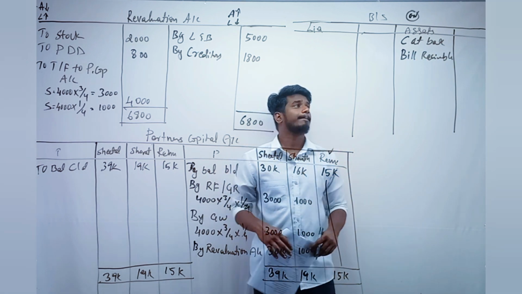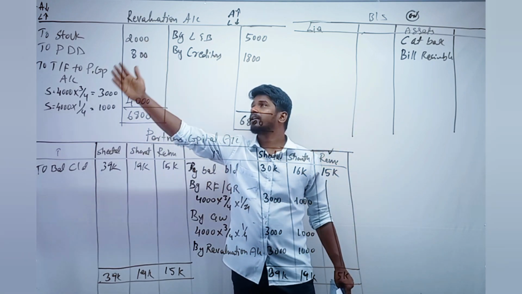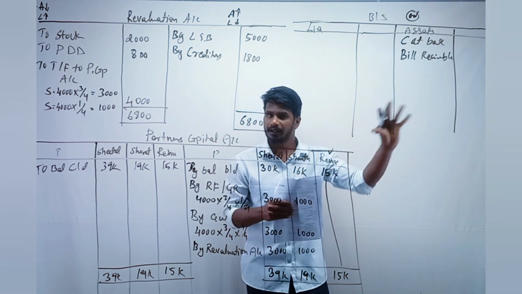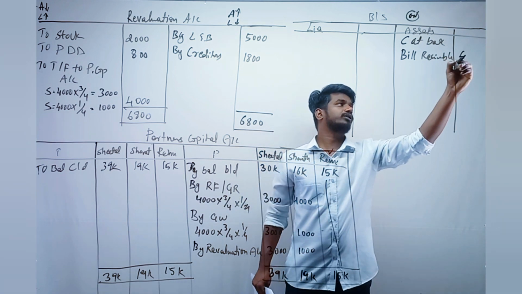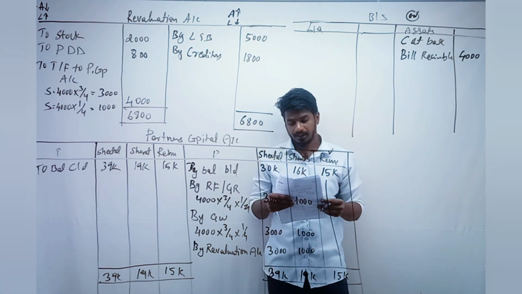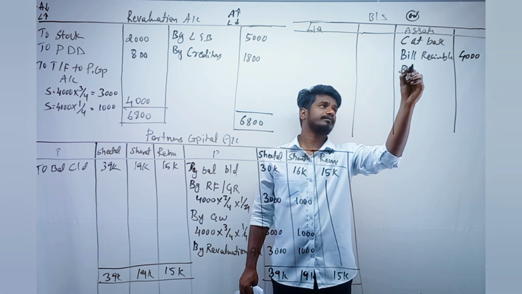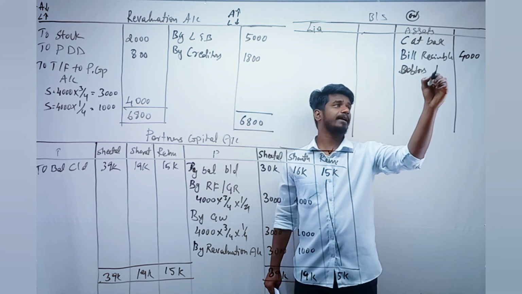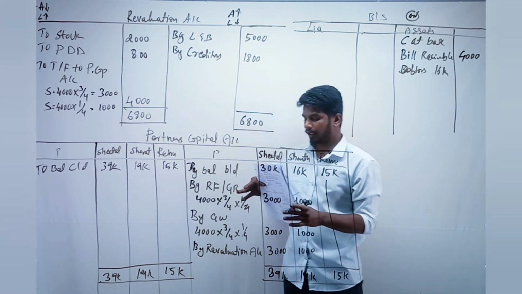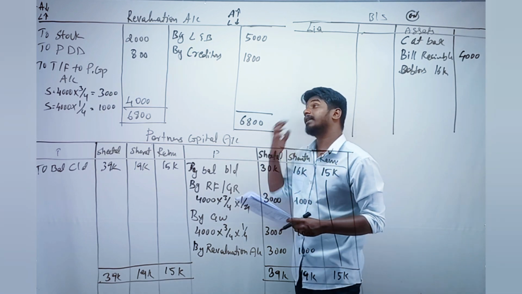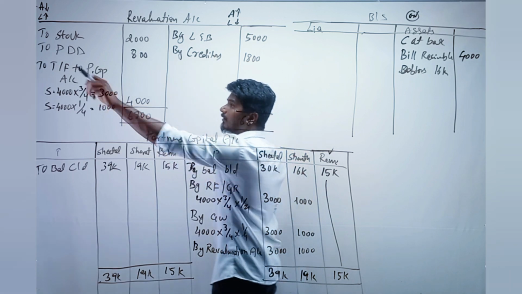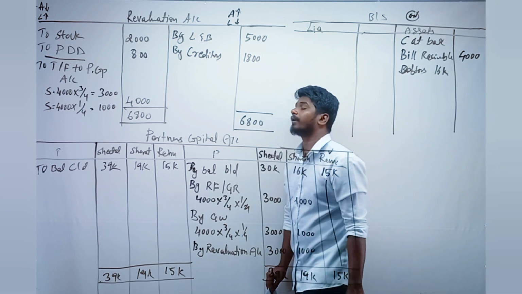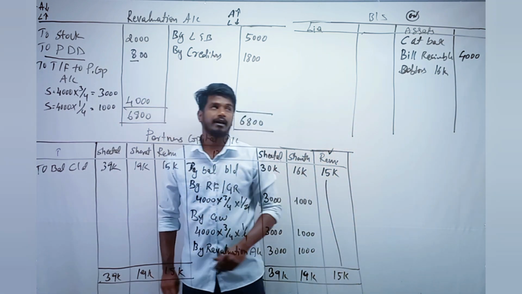Now for bills receivable, do we have anything in the revaluation account? Nothing, so straight away write the amount, it is 4,000. All right, next we have debtors. Debtors is 16,000, and do we have anything in the revaluation account? Yes, we have created a provision for doubtful debts out of debtors. It is 800.